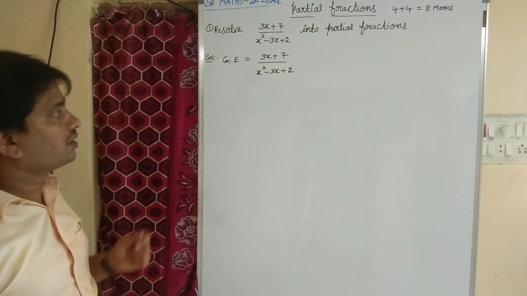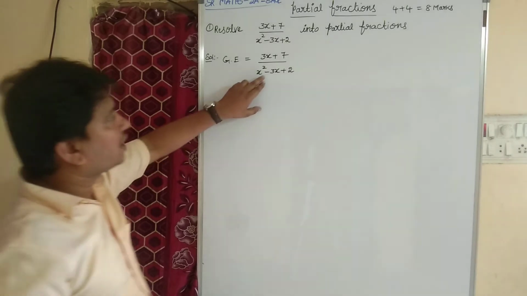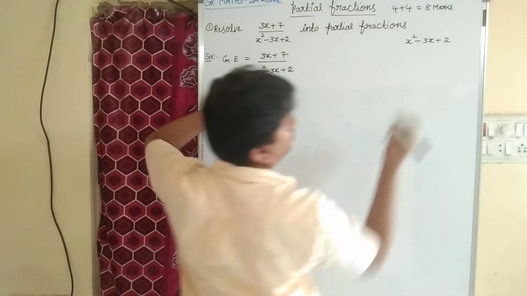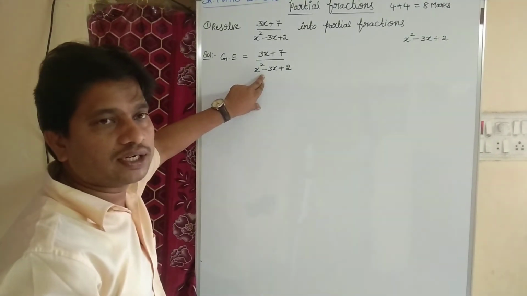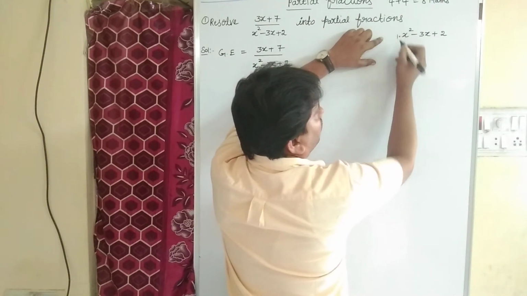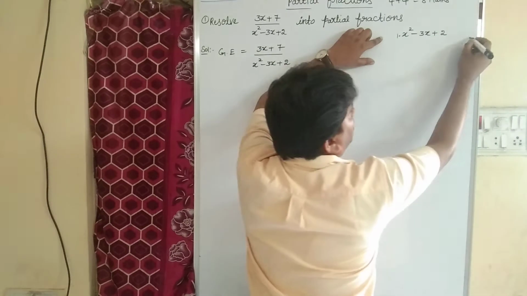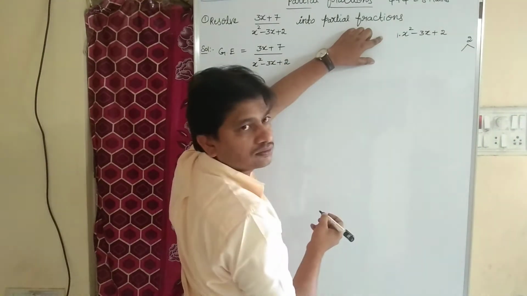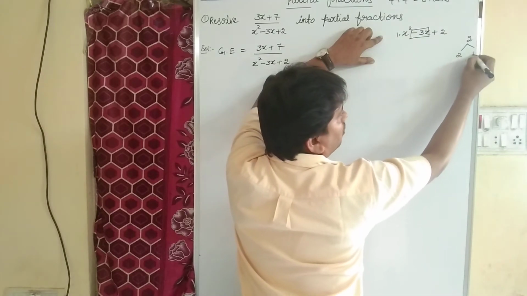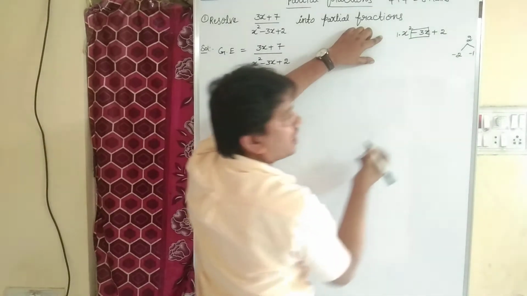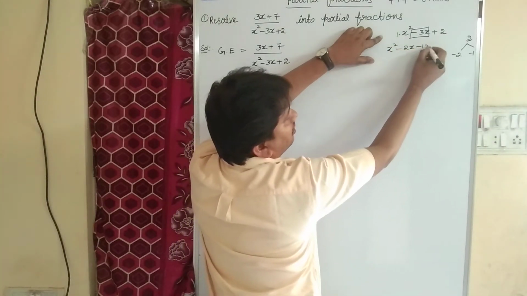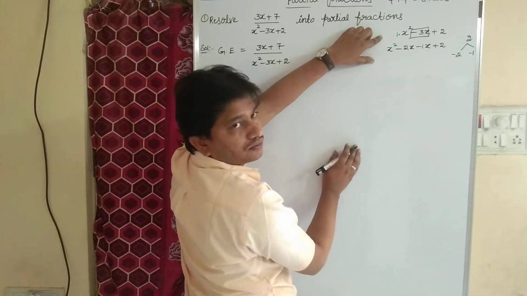Okay, let us find the factors of the given denominator, x square minus 3x plus 2. Let us find the factors by using the factorization method. As the constant is 2 and the coefficient of x square is 1, 2 into 1 is 2. As the middle term is minus 3x, the factors of 2 are minus 2, minus 1. I can write it as x square minus 2x minus 1x plus 2.